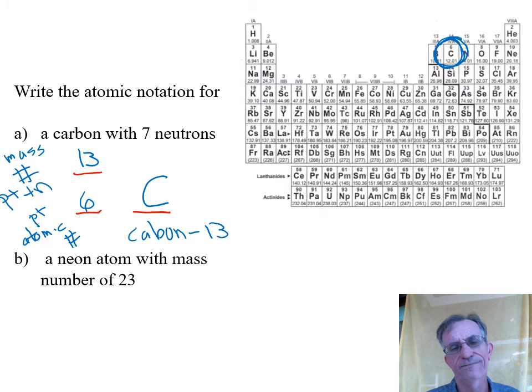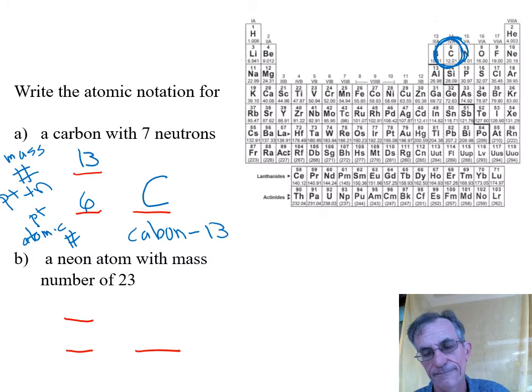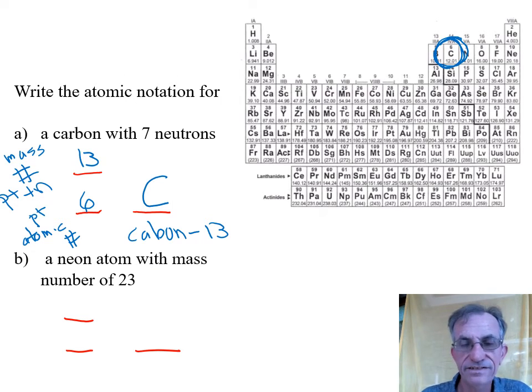Atomic notation for a neon atom with a mass number of 23. All right, what is that going to look like? Well, it's going to look something like this. Atomic notation is always blankety blank blank. All right, so as far as that goes, let's start filling in those blanks.